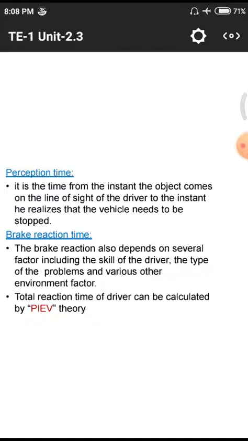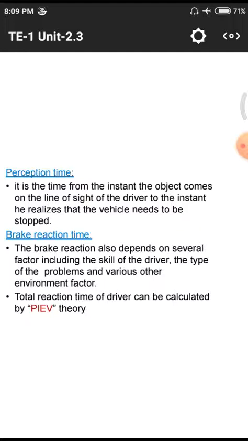The second one is braking reaction time. The brake reaction also depends upon several factors, including the skill of the driver. If the driver has a huge amount of experience in handling those vehicles, like lorry drivers, who travel daily carrying goods from one state to another, sometimes from one country to another, then they have a huge amount of experience with those lorries and their systems.